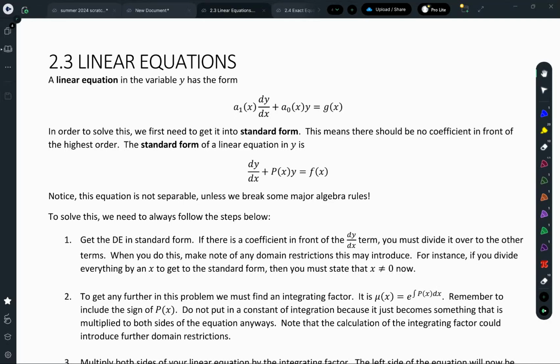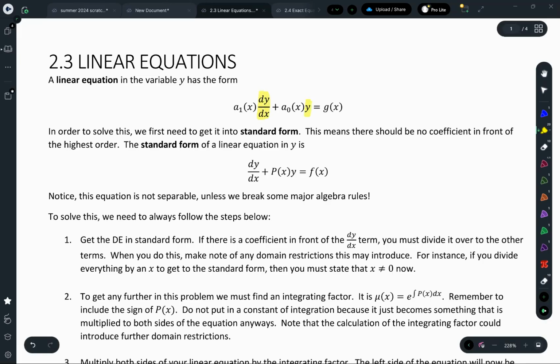Hello, today we're going to cover the topic of linear equations. Linear equations are something we've already been working with and learning the definitions and terminology of, but we want to focus on a particular case where we have a first order linear equation in the variable y. And so what that means is we are going to see dy/dx or possibly y prime.